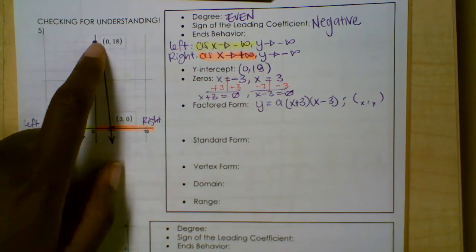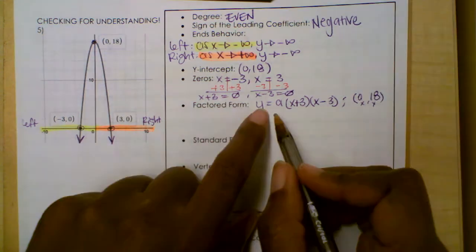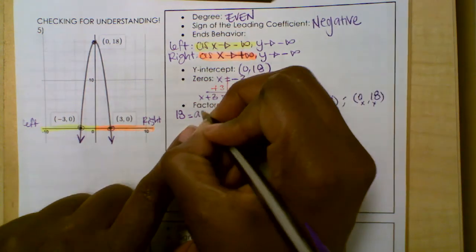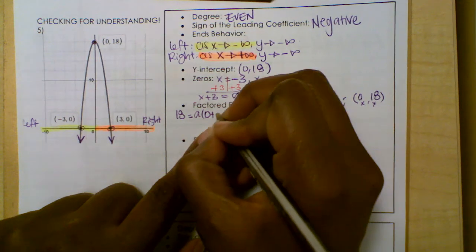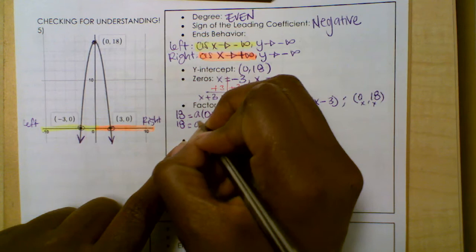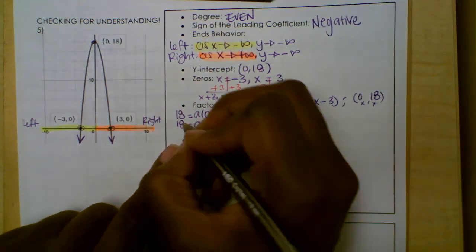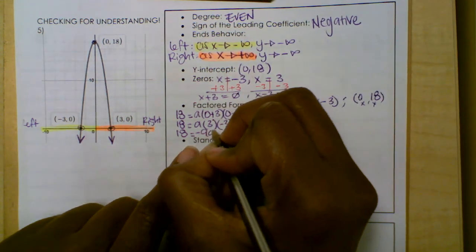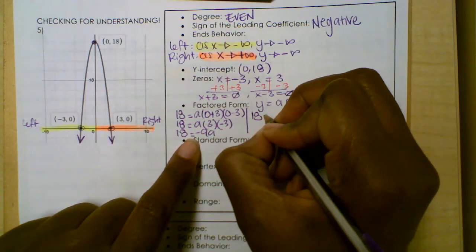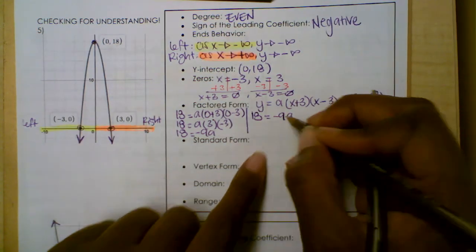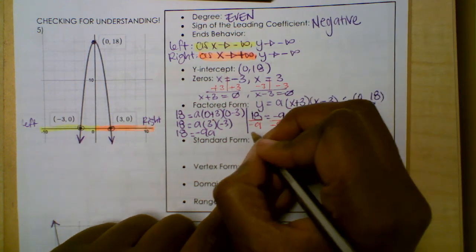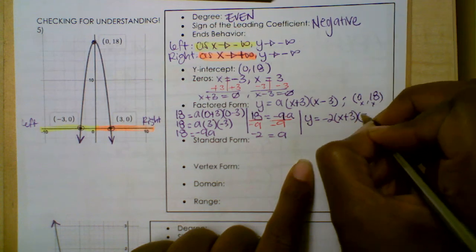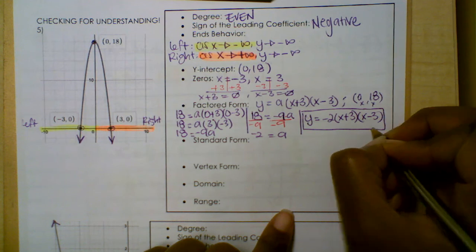I'm going to use the y-intercept, which is (0, 18). Wherever I see y, I plug in 18, and wherever I see x, I plug in 0. Leave a alone, because that's what we're trying to find. So 18 equals a times (0 plus 3) times (0 minus 3). Let's do some mental math: 3 times negative 3 is negative 9, so 18 equals negative 9a. The goal is to get a alone, so divide by negative 9 on both sides, and you end up with a equal to negative 2. So the factored form is y equals negative 2 times (x plus 3) times (x minus 3).